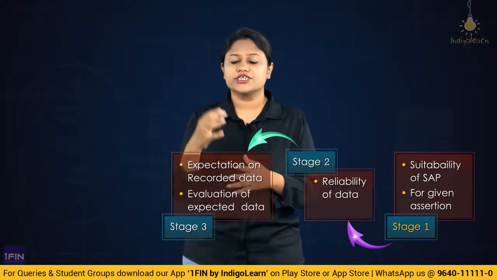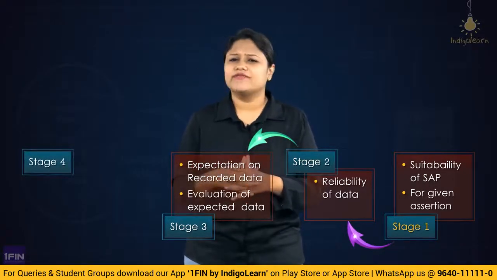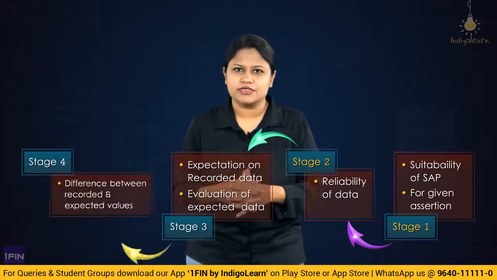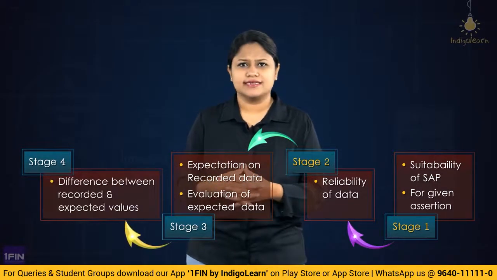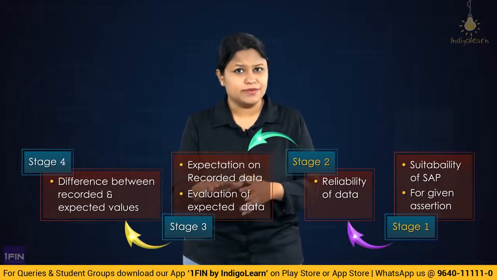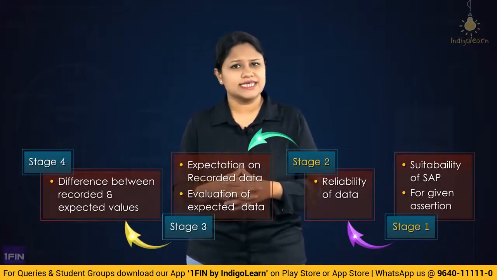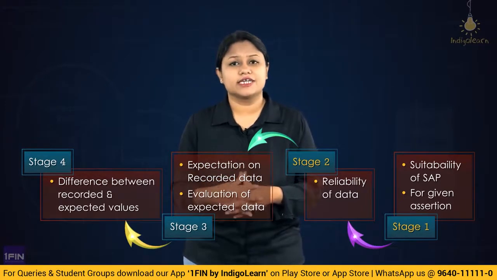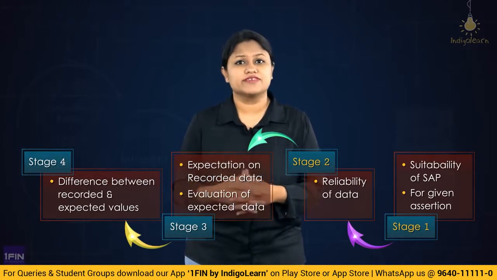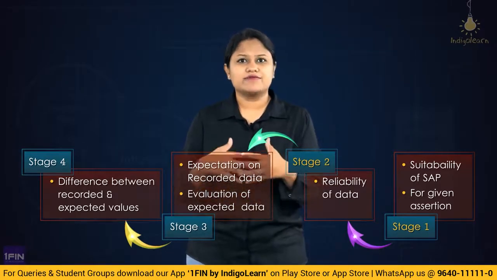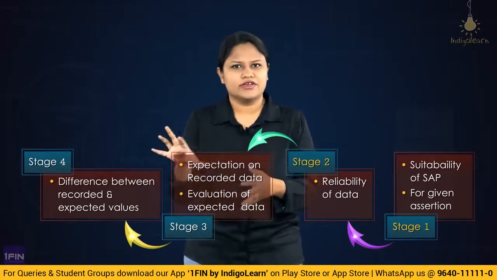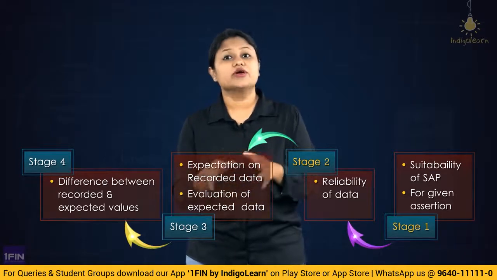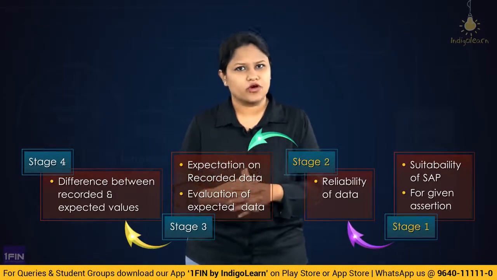And in the fourth stage, after the comparison, if there is any kind of difference arising, we will investigate it further. If there is no difference arising, or if there is a difference which is acceptable, then in that case, we will decide not to perform on that component the substantive procedure, which is the test of details. So you don't have to go again in detail, check each and every transaction, do the vouching, all of that is not required. We could rely on the analytical procedure performed.